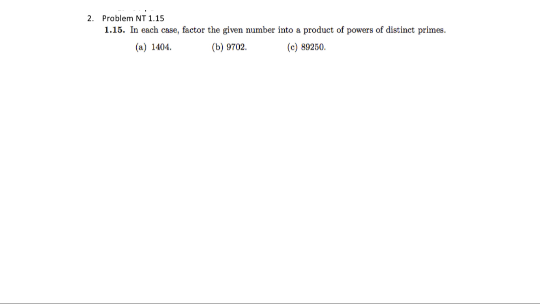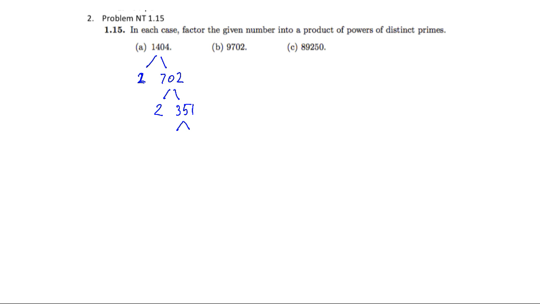I worked these out beforehand using a calculator. But basically, to approach these I make a tree diagram. As long as the number is even, I divide by 2. So it's even, I divide by 2, and I get 702. Still even, so I divide by 2, and I get 351 here.